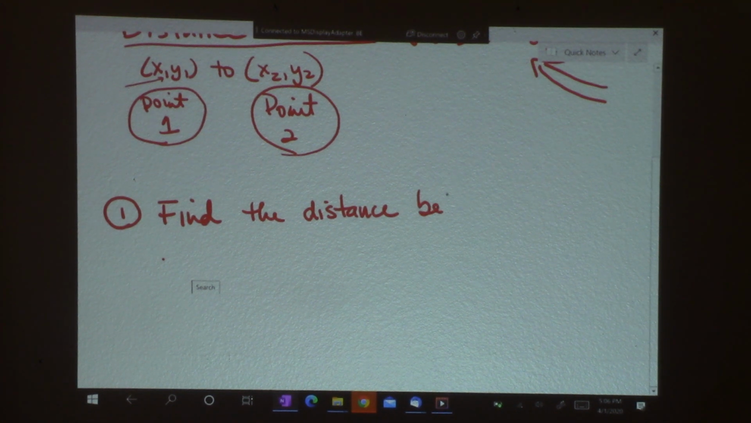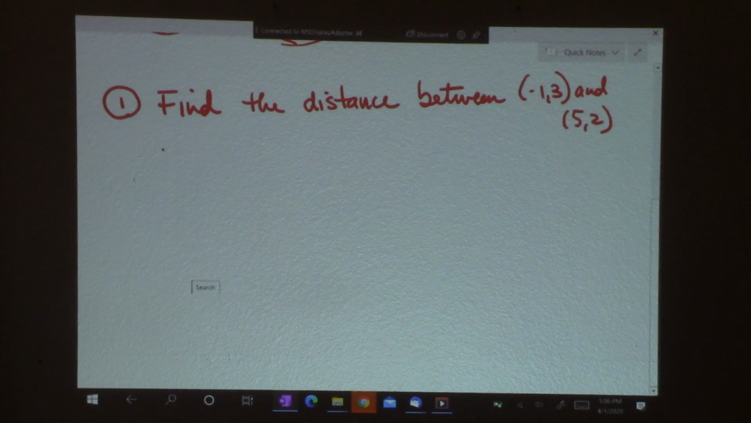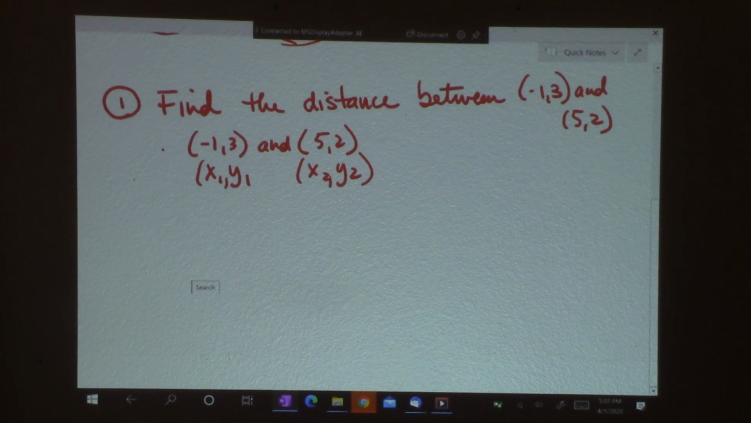Find the distance between (-1, 3) and (5, 2). So those are our 2 points. Okay, so I'm going to name them. This is x1, y1, and this is x2, y2. I always name them because it's so easy to get it mixed up. Same with slope, as you've seen. It's just too easy to drop negatives or whatever. Just label them that way.